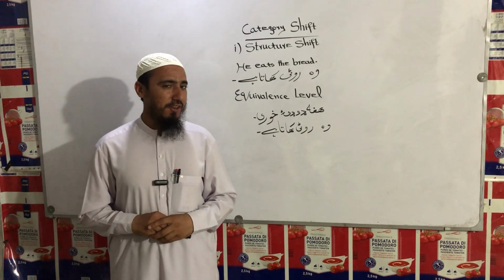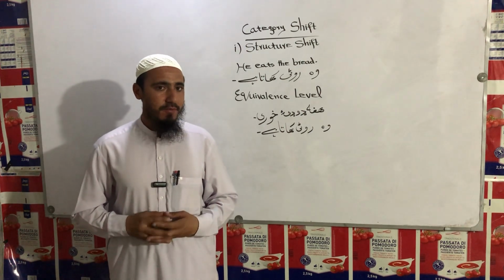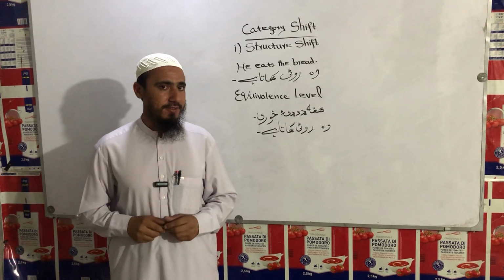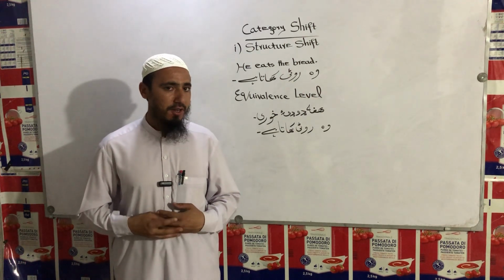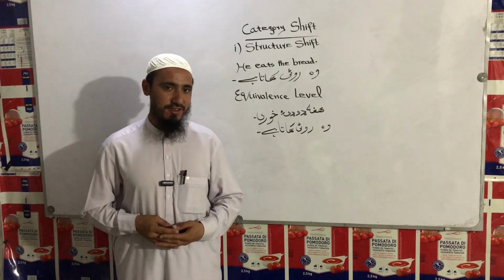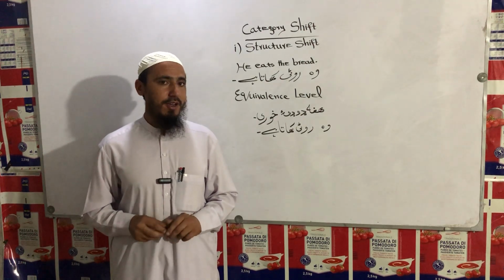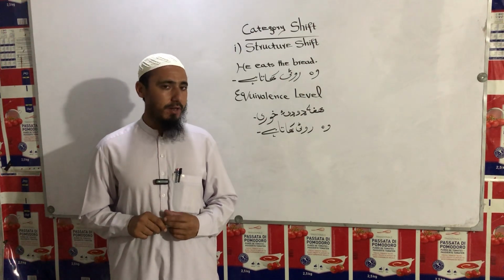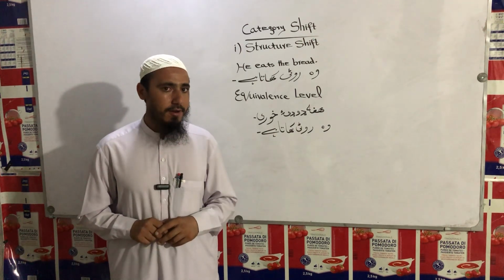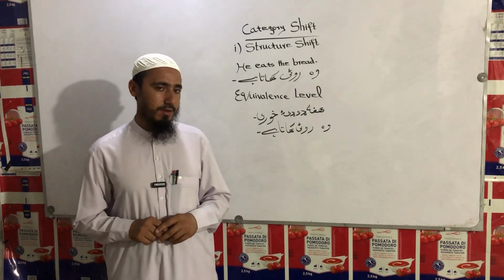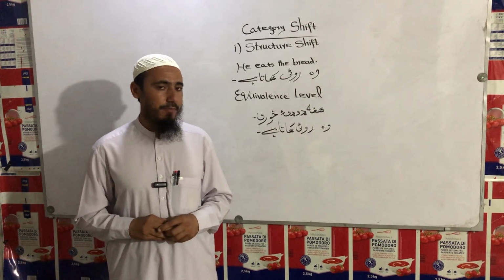Honorable listeners and respectable audience, you know that we have started a series of linguistics. In linguistics, we have commenced the chapter that is known as translation studies. In translation studies, I told you about equivalence and its types, like formal equivalence and dynamic equivalence. And it was the theory of Eugene Nida.